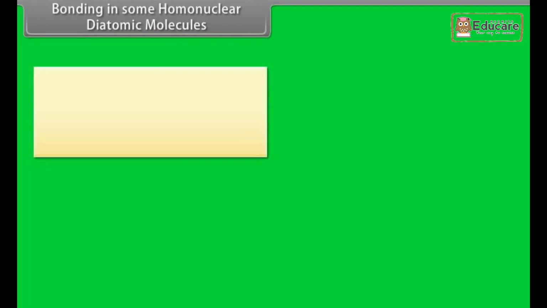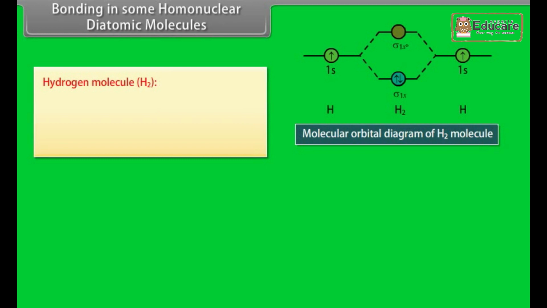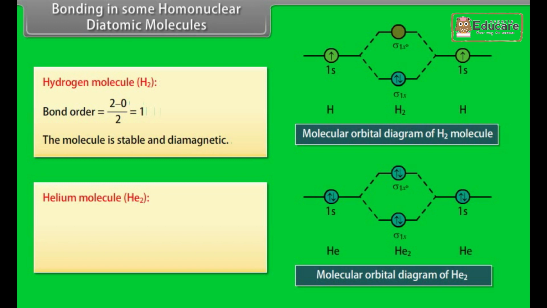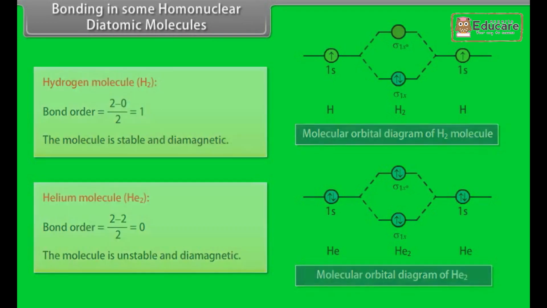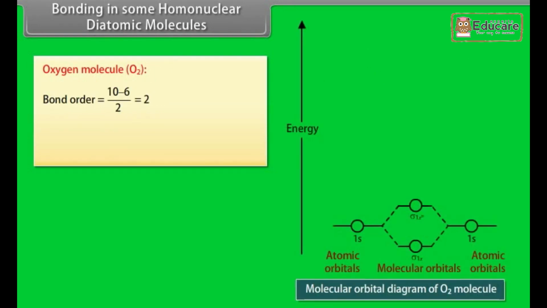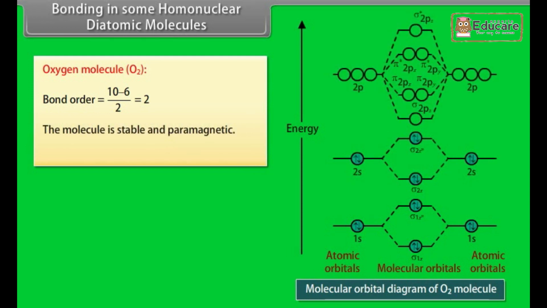Bonding in some homonuclear diatomic molecules. Hydrogen molecule H2. The value of bond order is 1. The molecule is stable and diamagnetic. Helium molecule He2. The value of bond order is 0. The molecule is unstable and diamagnetic. Oxygen molecule O2. The value of bond order is 2. The molecule is stable and paramagnetic. Number of covalent bonds is equal to 2.